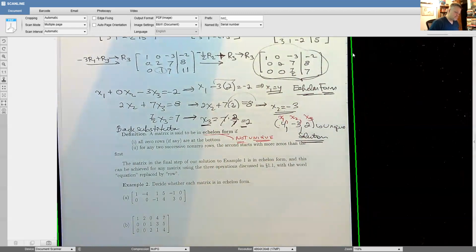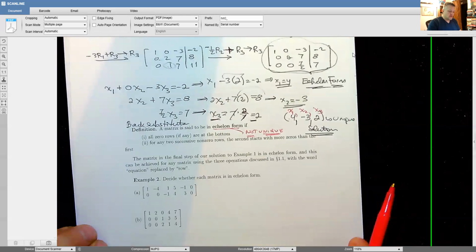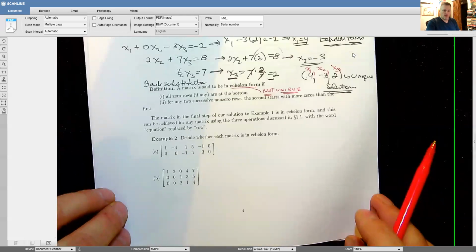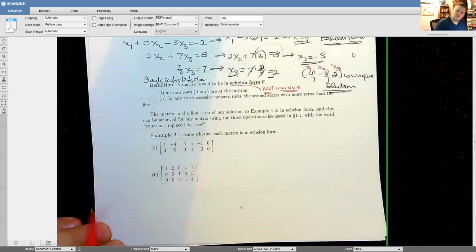All right. Okie doke. So now let's actually just go through here and see if these matrices are in echelon form according to our definition. All right, so notice here there are 2 rows, right? This row here has more initial zeros than the one above, right? There are no 0 rows, so that's an echelon form, yes.